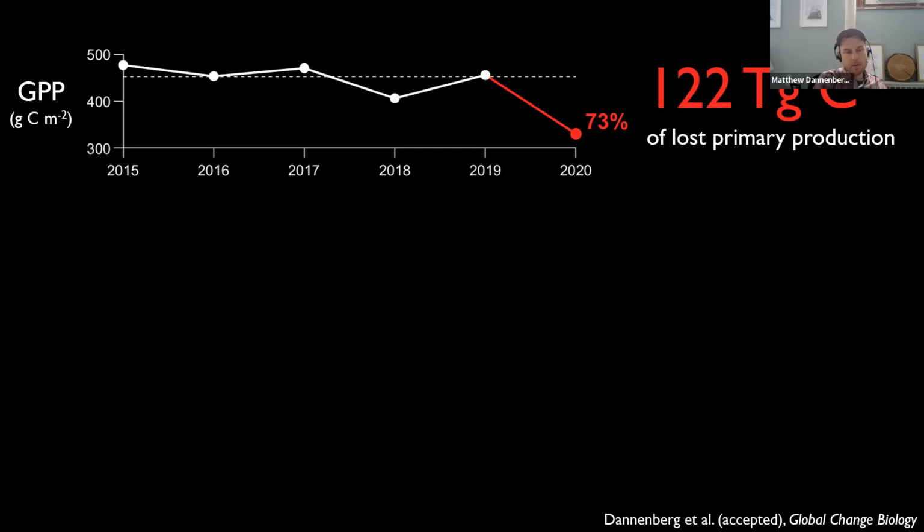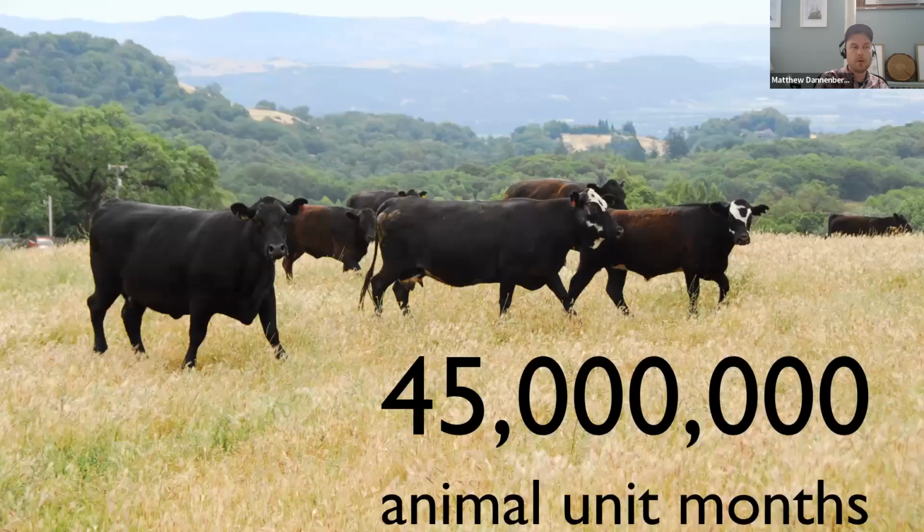On the scale of the global carbon cycle, that's not a huge amount, but for the Western US, that's pretty significant, especially when we start to think about the kinds of uses that land is put to. So for example, a lot of the land in the study region is devoted to ranching, and the amount of gross primary production that was lost during that drought is roughly the amount that it would take to feed 45 million head of cattle for a month. So it's a pretty substantial loss of primary production.